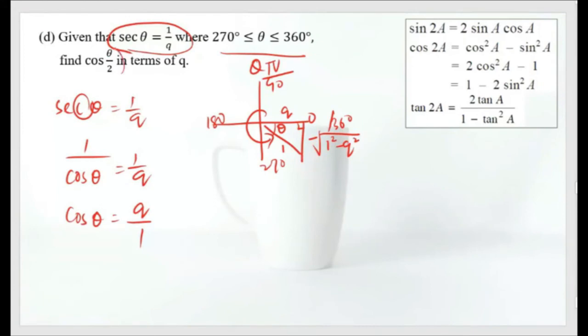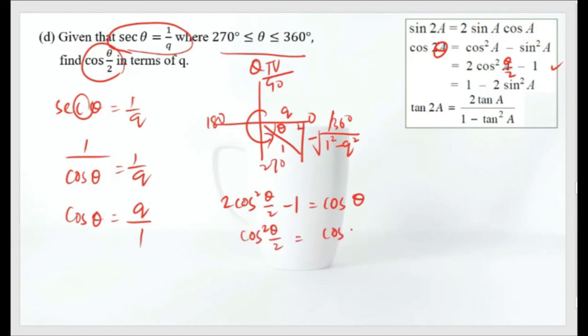So now I want you to find the cos theta over 2. Theta over 2. The second one is the most suitable one. You see this, right? So we use 2 cos square theta over 2 minus 1 equal to cos theta. They want you to find cos theta over 2. We'll do this slowly. Cos square theta over 2 equal to cos theta plus 1 over 2.